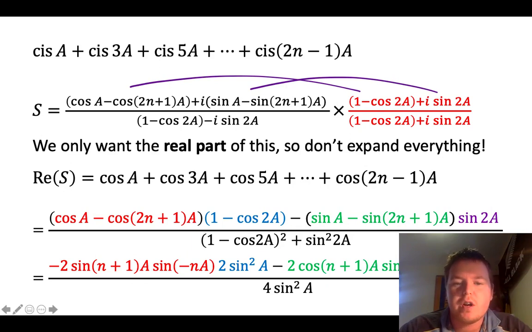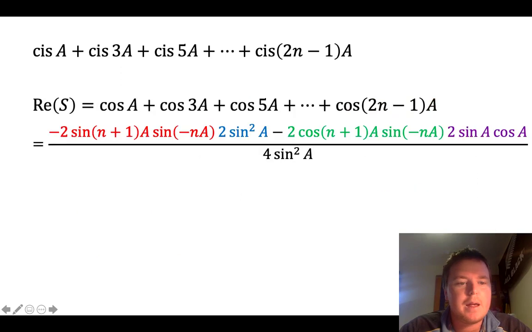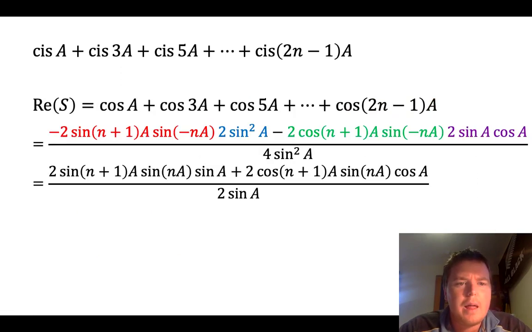1 minus cosine 2a, I've just used the double angle formula there with a slight rearrangement to make it into 2 sine squared a. Okay, so we were there. Then, like I said, we use the fact that sine's an odd function to get rid of the minus inside the na bits. I think that's all I've done in that step. Yep.